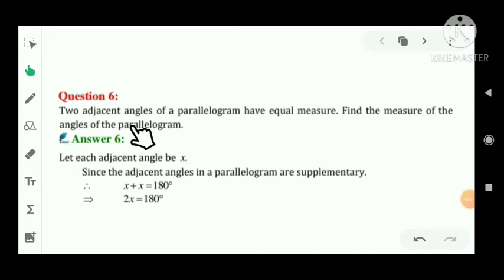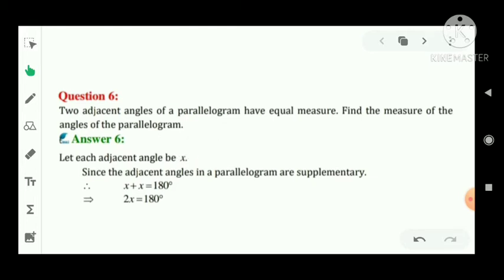Let's see question number 6. Two adjacent angles of a parallelogram have equal measure. Find the measure of the angles of the parallelogram. Student, the question clearly tells you that two adjacent angles of a parallelogram have equal measures. That means let each adjacent angle be x. As we know the sum of the adjacent angles is 180 degrees. So what will be the equation? x plus x is equal to 180 degrees. That means 2x is equal to 180 degrees. So from here x will be 180 upon 2, that means 90 degrees. So each angle of the parallelogram will be 90 degrees.